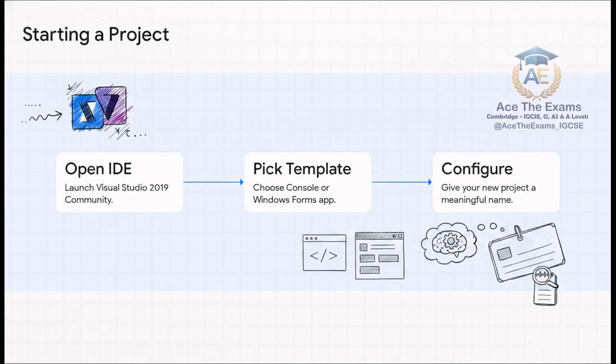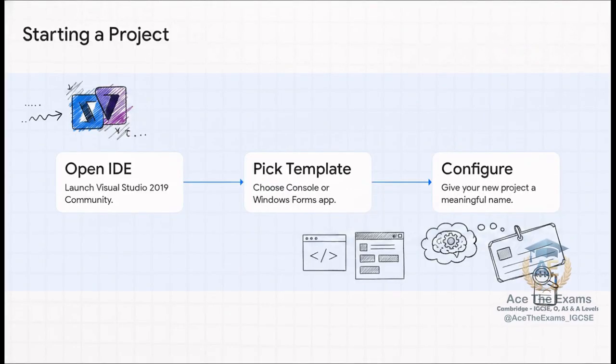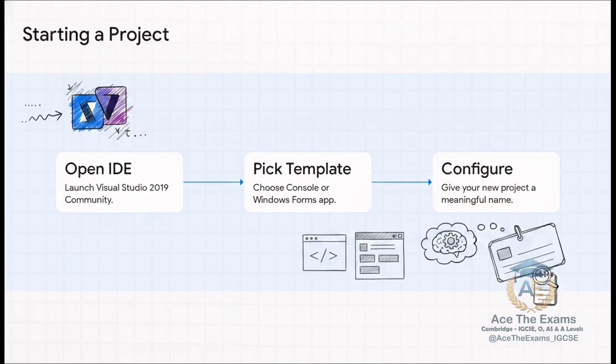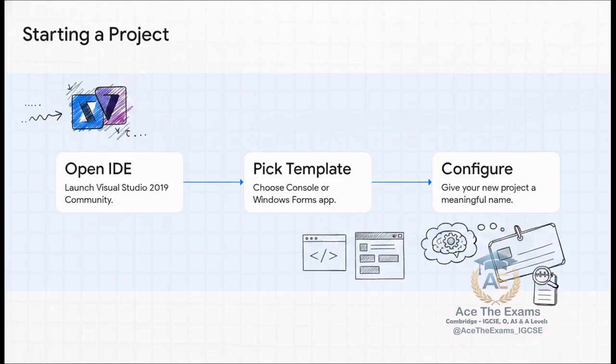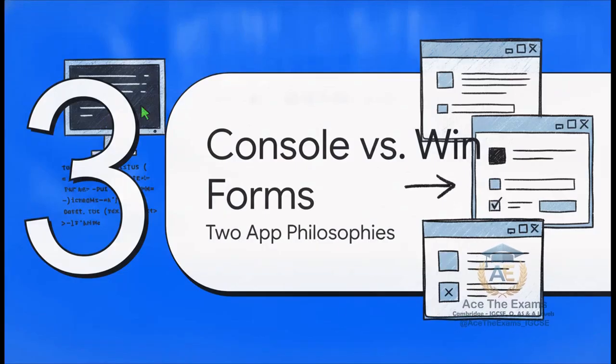Initializing a new coding workspace is a highly logical step-by-step process. First, you open Visual Studio. Second, you pick your project template. And for today, we're focusing on Console or Windows Forms. And third, you configure your new project. Make sure you give it a meaningful name. Honestly, giving your projects clear, descriptive names is absolutely one of the best habits you can build right from day one. Let's dive into Section 3, Console versus Windows Forms.